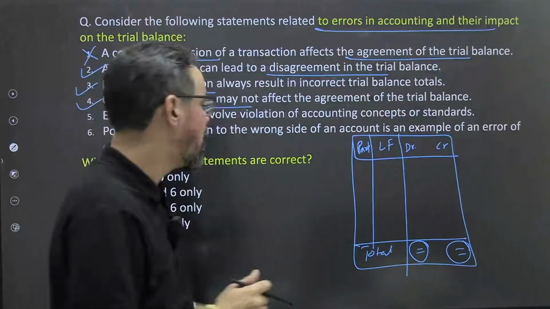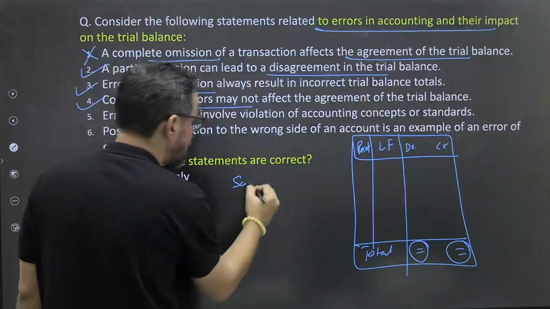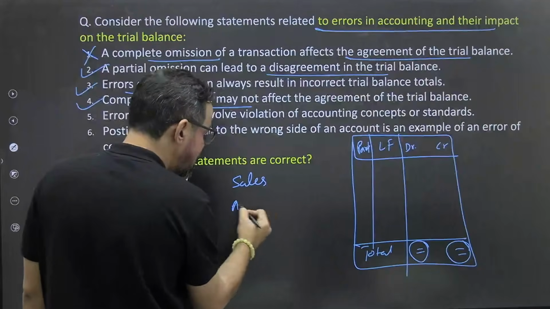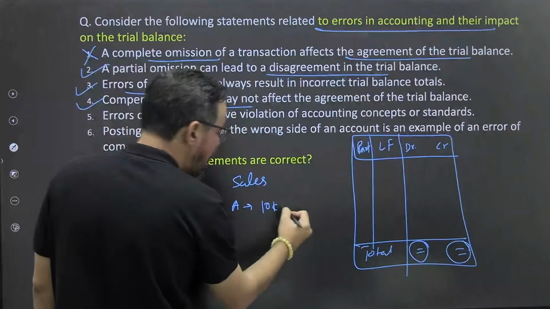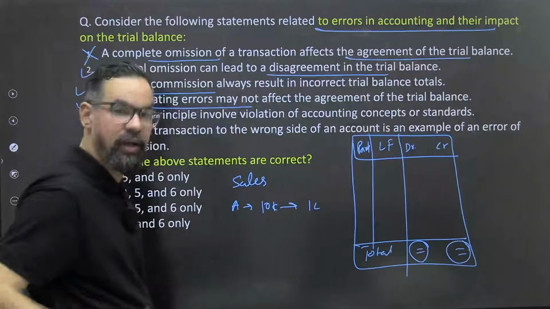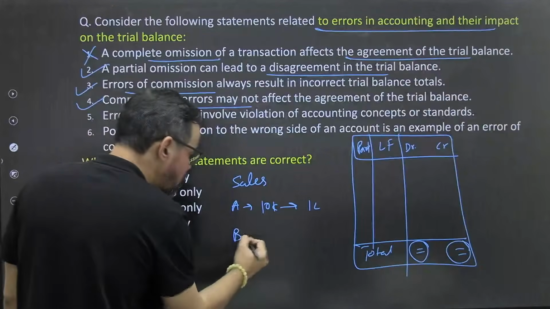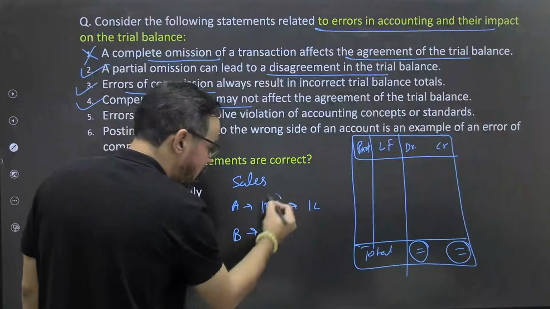Okay, let's say this is your sales ledger. We have made sales to A of 10,000 and it is posted as 1 lakh, one additional zero. We made sales to B of 1 lakh. These are the actual numbers.